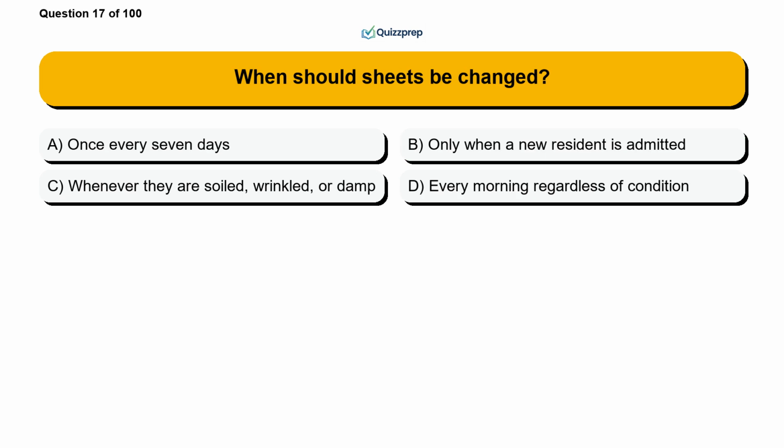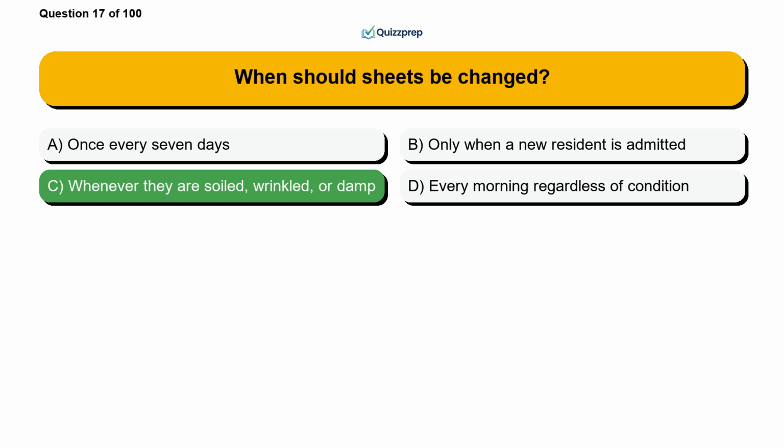Question 17. When should sheets be changed? Option A, once every 7 days. Option B, only when a new resident is admitted. Option C, whenever they are soiled, wrinkled, or damp. Option D, every morning regardless of condition. The correct answer is option C, whenever they are soiled, wrinkled, or damp.